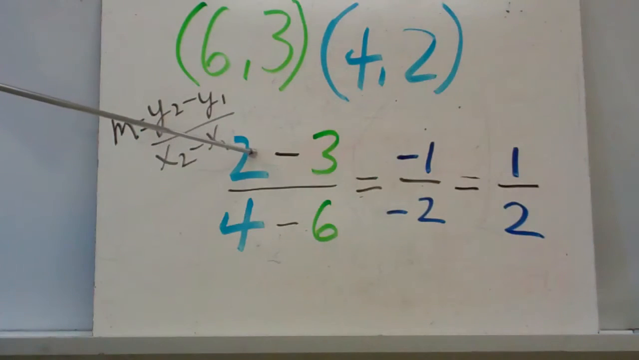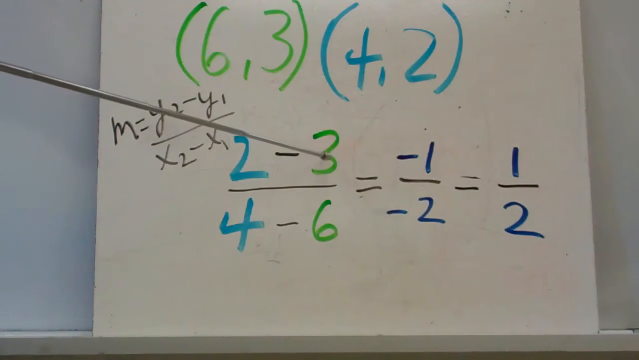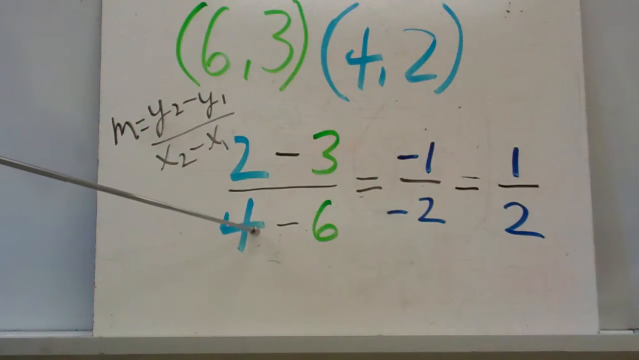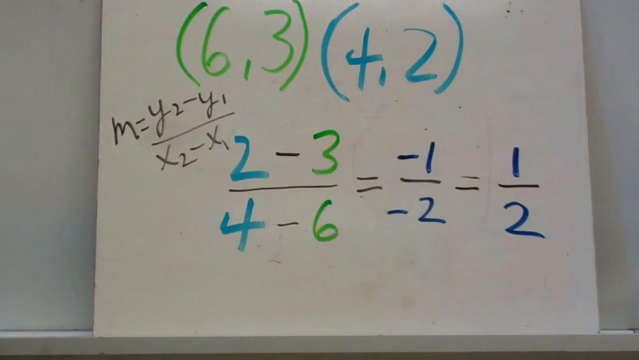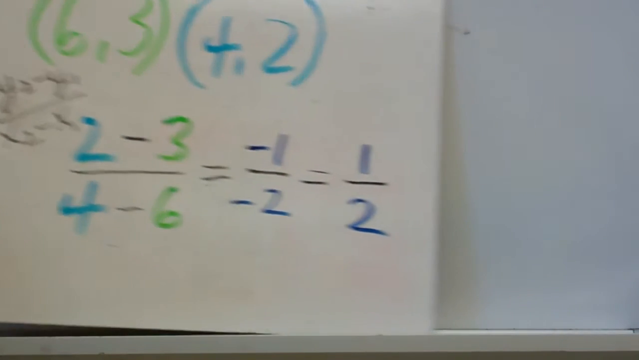So we subtract: 2 minus 3 is negative 1. 4 minus 6 is negative 2. And then we know that a negative over a negative in a fraction makes a positive, so we end up with a positive 1/2, which was what we got when we had 6, 3 as our first coordinates. So as long as you're consistent, things will come out the same.